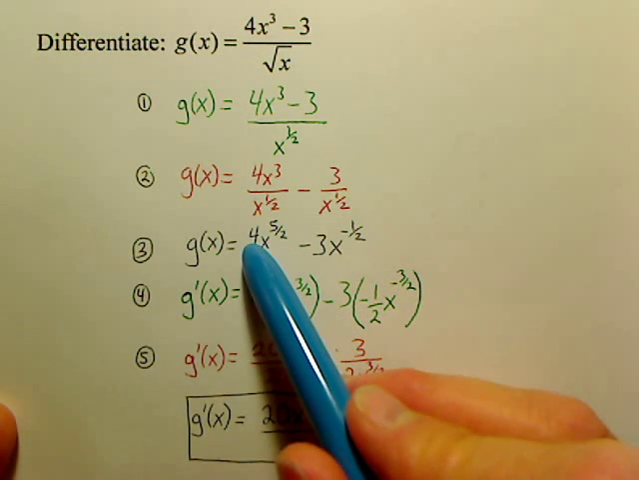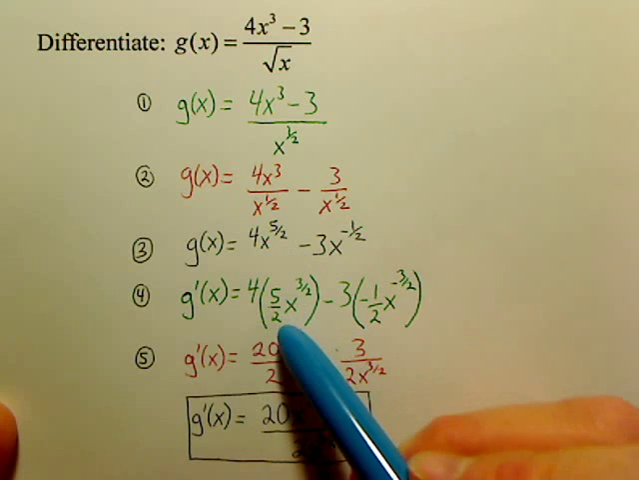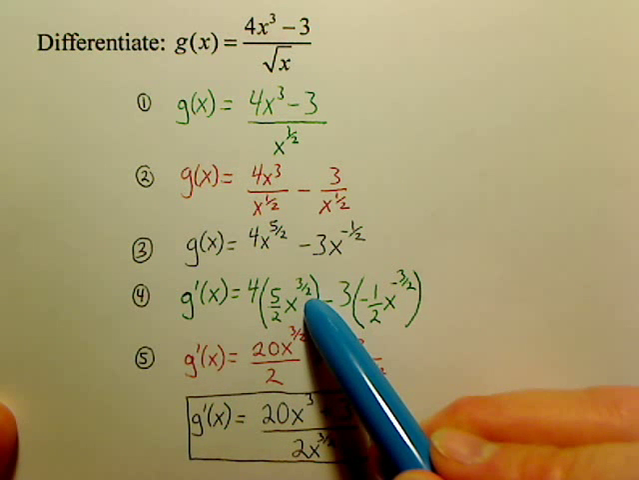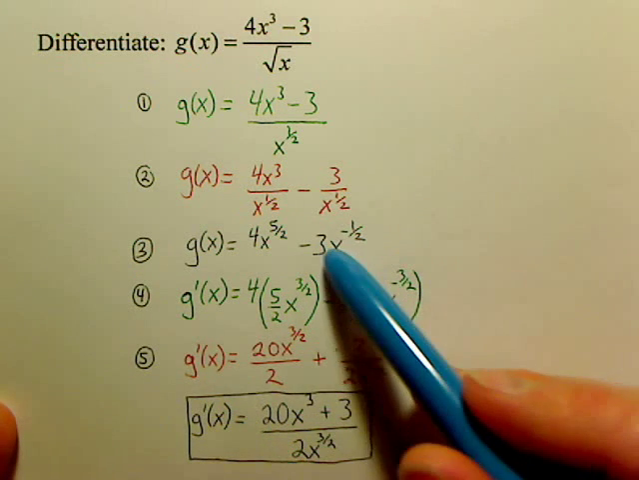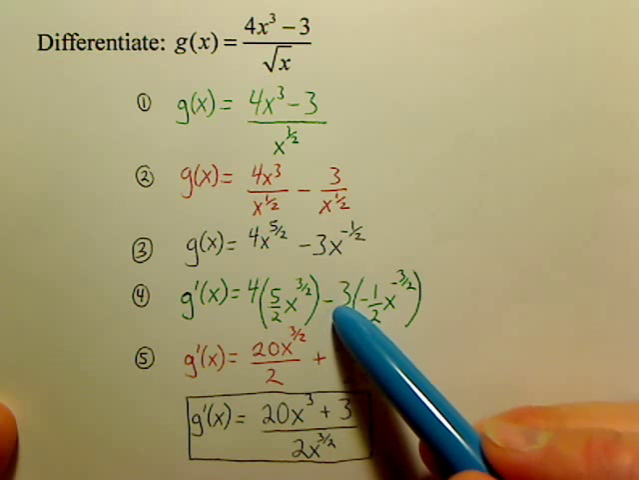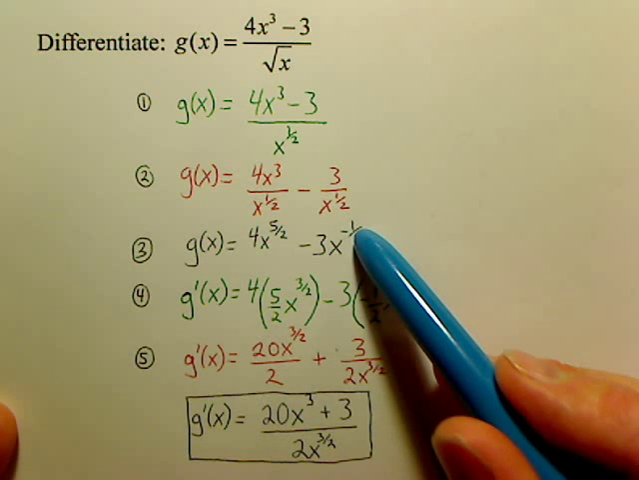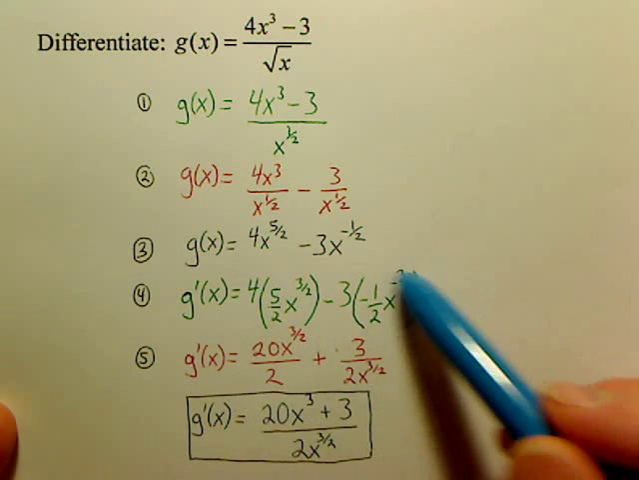So here's how it works. I leave the 4. I'm taking the derivative of this, so the 5 over 2 goes out front. Minus 1 from 5 over 2, you get 3 over 2. Just leave the 4 out front. Leave the negative 3 out front. Take the negative 1/2 and put it out front. Minus 1 from negative 1/2, you get negative 3 over 2. So right there in green is the derivative.